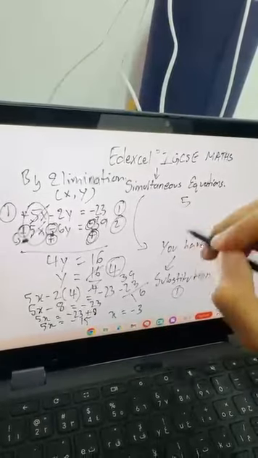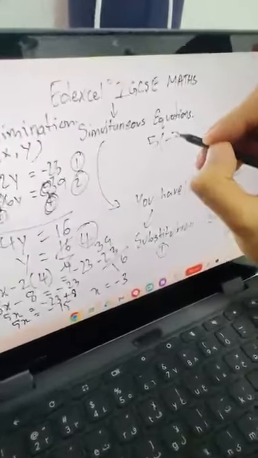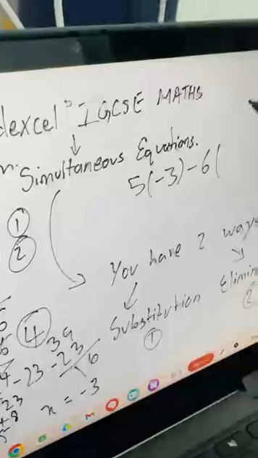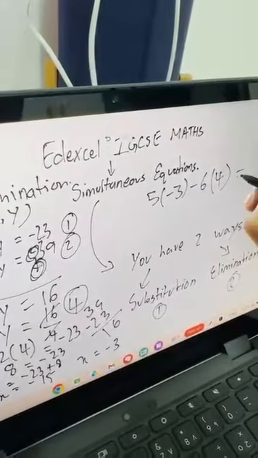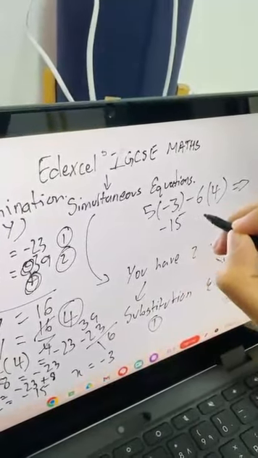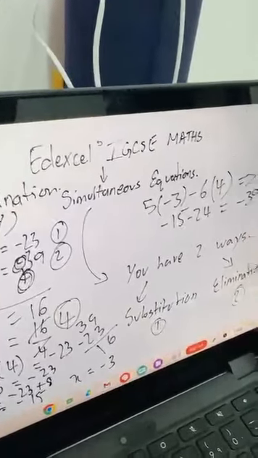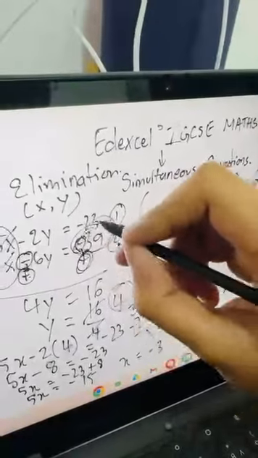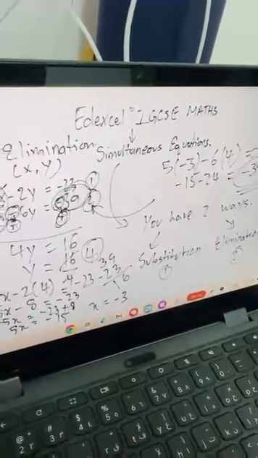You can check it by putting these two values into the second equation. So 5 times negative 3 minus 6 times 4, sorry, it's positive 4, equals negative 15 minus 24, and this gives us negative 39. So this verifies it, because we needed to get negative 39. So we have got negative 39. Hence we are done with this question.